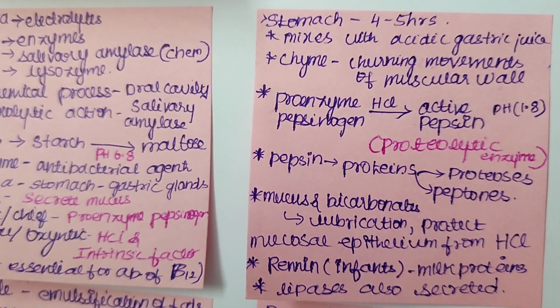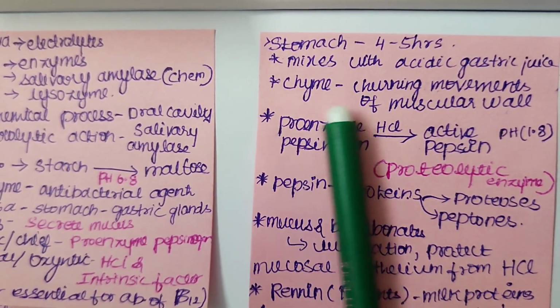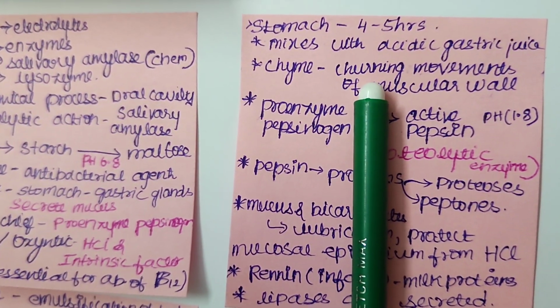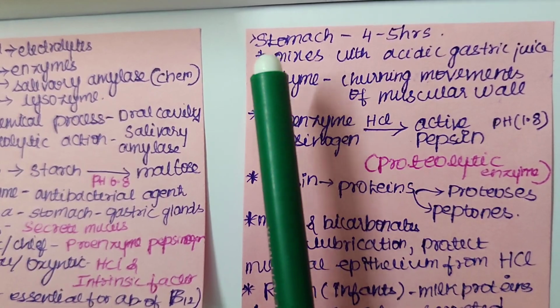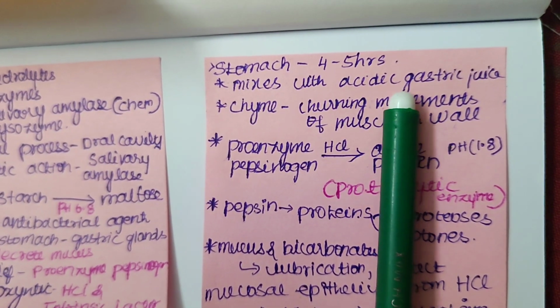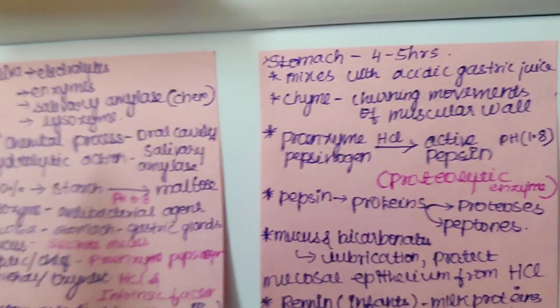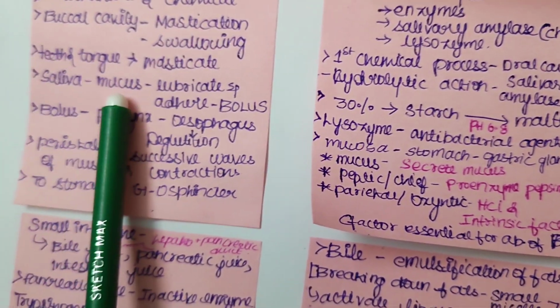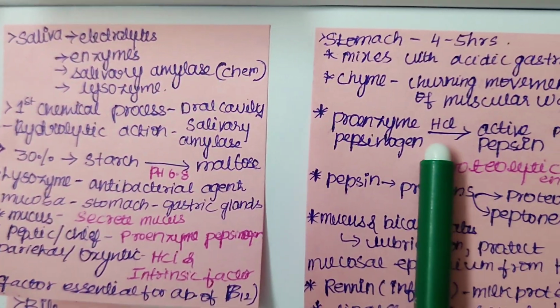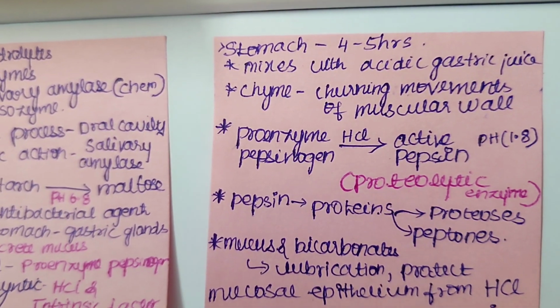Now the bolus from the esophagus will be stored in the stomach for 4 to 5 hours. What will happen in the stomach? In those 4 to 5 hours, it will mix the bolus, the food we eat, with the acidic gastric juice. How will it be mixed? By chyme. Here we talked about bolus, which is the masticated and lubricated food. Chyme is nothing but the churning movements of the muscular wall.